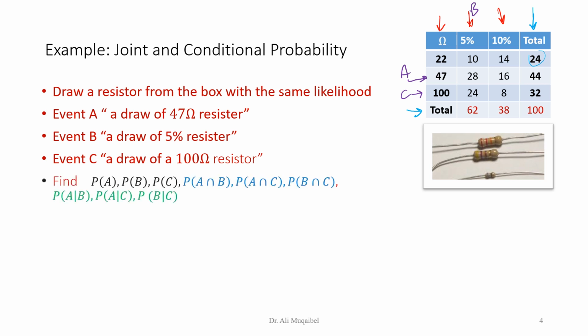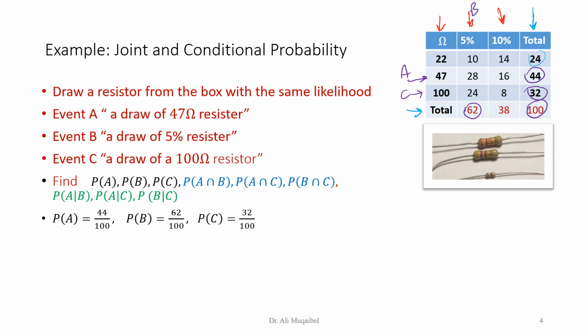So now let's ask a few questions. It says find the probability of events A, B, C, and then some intersections and some conditionals. Let's start with the easy ones. What's the probability of drawing a 47 ohm resistor? It's 44 divided by the total number, which is 100. You can do B similarly: it's 62 divided by 100. And C, of course, is going to be 32 divided by 100. So the first part is the easiest part.